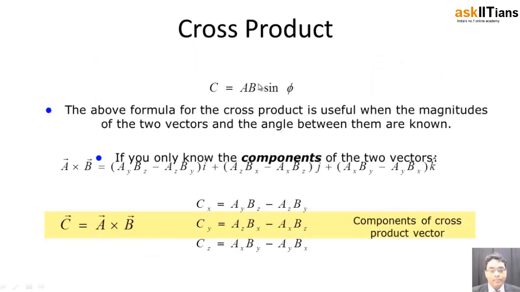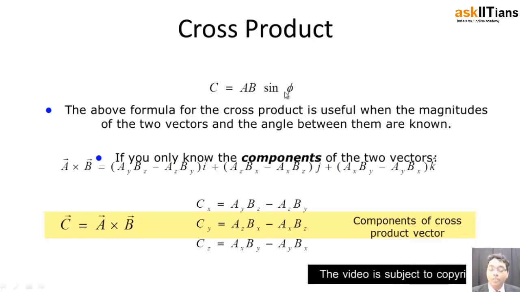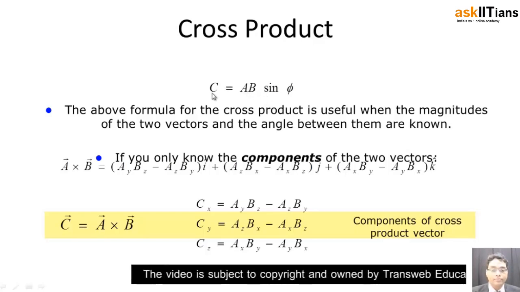Then if you go further, we'll say that C, which is the vector that has been formed by A cross B, is going to be equal to AB sine phi. Now this formula is going to be useful when the magnitudes of the two vectors A and B and the angle between the two vectors are known to you. Only then you can find out the value of C. If any of these three values are not given, you cannot find out the value of C.